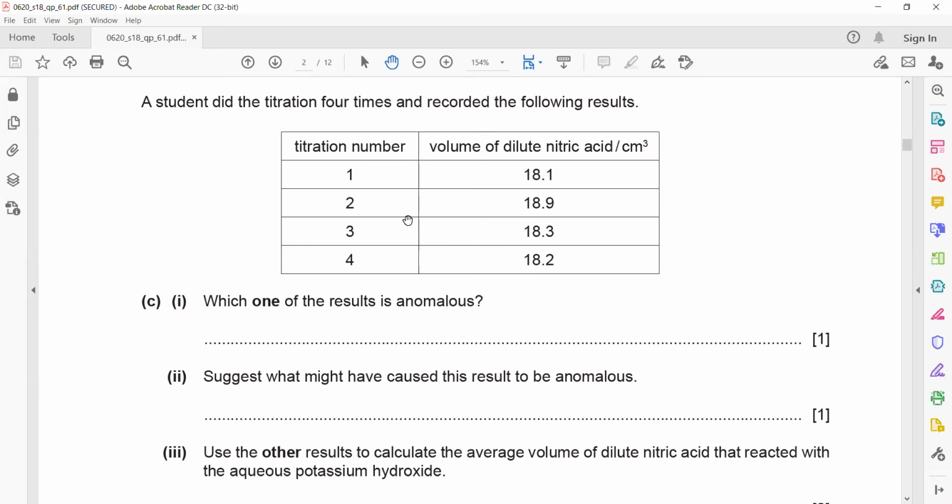A student did the titration 4 times and recorded the following results. The titration numbers are given as the volume of dilute nitric acid. Which one of the results appears to be anomalous? So titration 2 appears to be anomalous. And what could be a reason why, in titration 2, the student added too much volume of the acid as compared to the others?